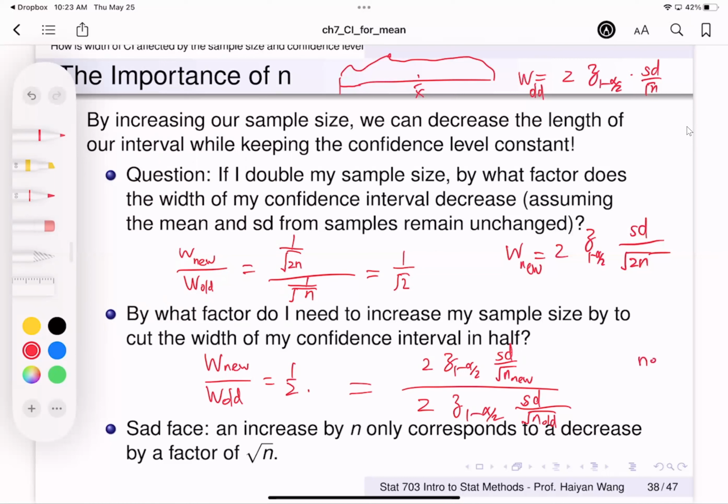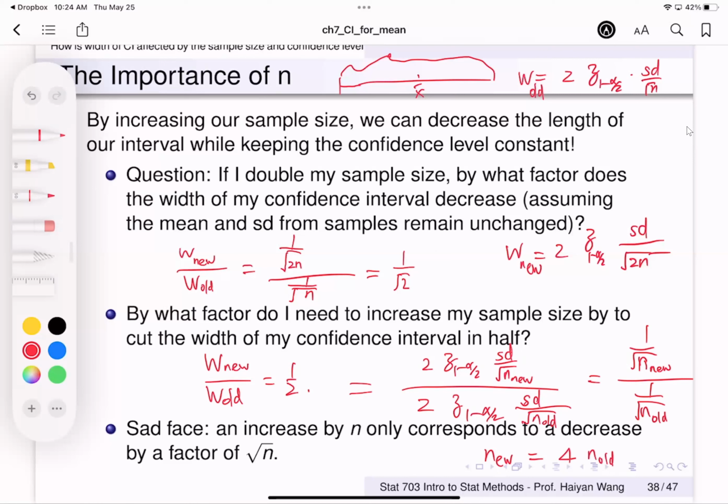And let's cancel out everything common, and what's left is simply the n old. So the new sample size here, and that takes the square root, and then we have the old sample size square root inverse, that should be equal to half. So what we have in the end, I'm going to put it over here, is n new is going to be equal to 4 times the n old.